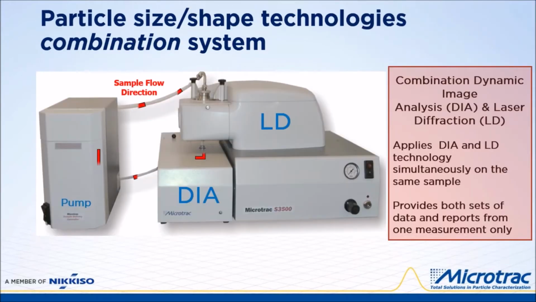Particle size and shape technologies here in a combination system. This system provides a combination of laser diffraction and dynamic image analysis. It measures particles in the same sample simultaneously in one measurement. The sample flows from the pump on the left upwards through the DIA and then through the LD unit and back to the pump. The system provides both sets of data and reports as soon as the measurement ends.